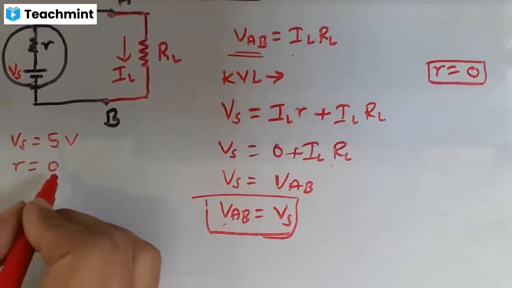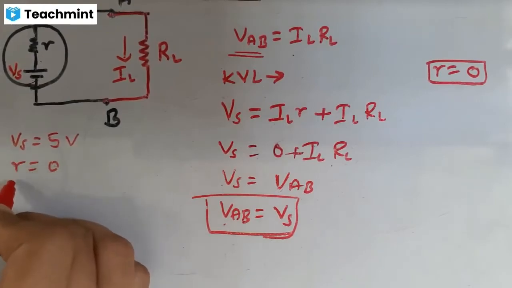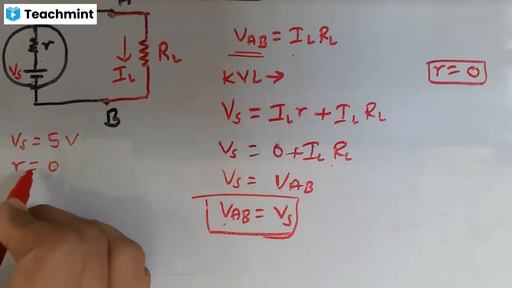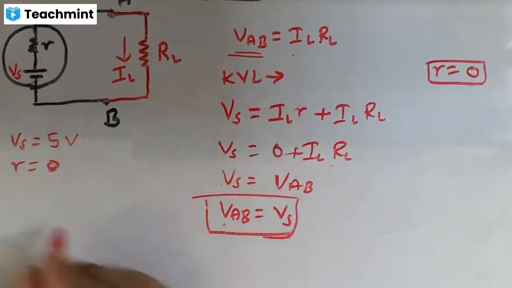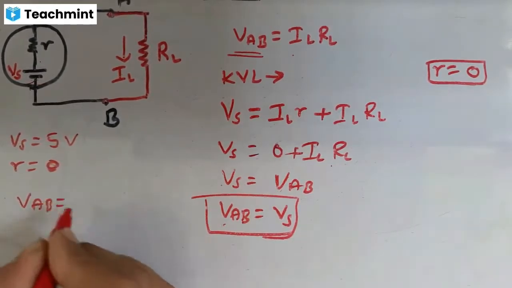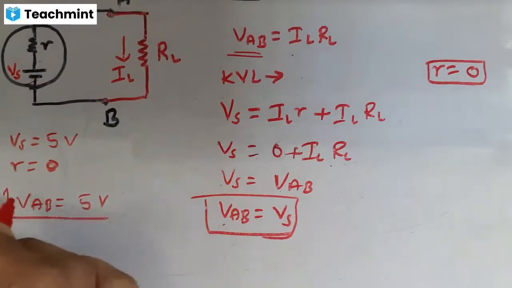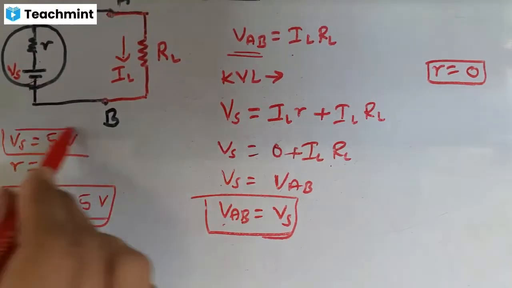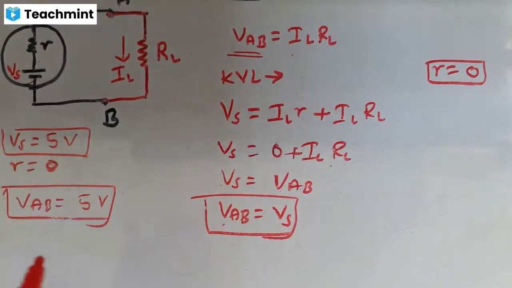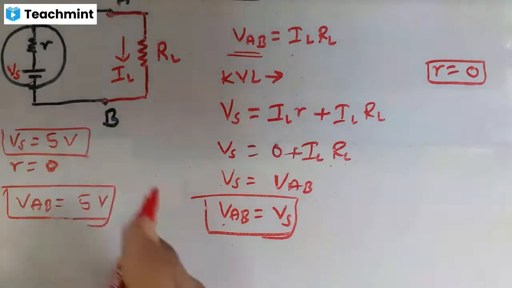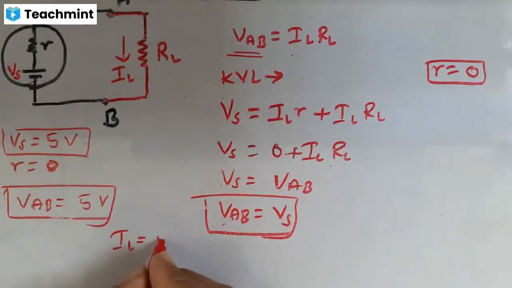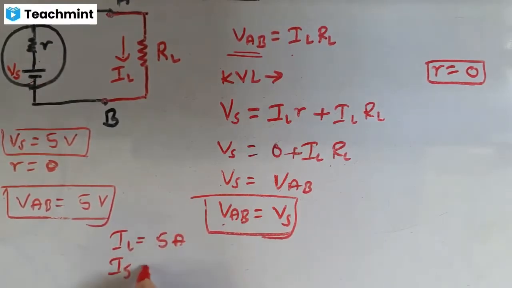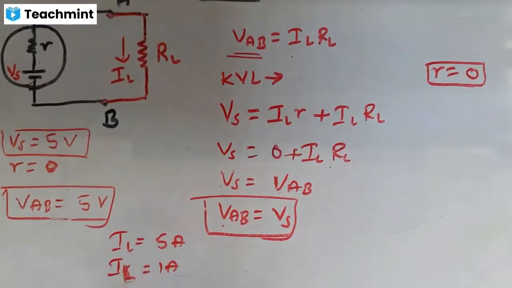And r equals to 0, you already know why it is 0. For the ideal case, the internal resistance is 0. So you will get VAB equals to what? 5 volt only. Whatever Vs is there, the same value VAB you will get. It is not going to change. Whatever current you draw, either IL equals to 5 amp or IL equals to 1 amp, whatever you draw here, the VAB will remain 5 volt. Okay, that is what the ideal voltage source is.